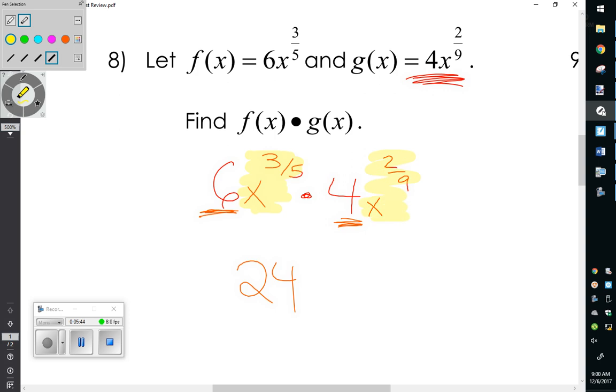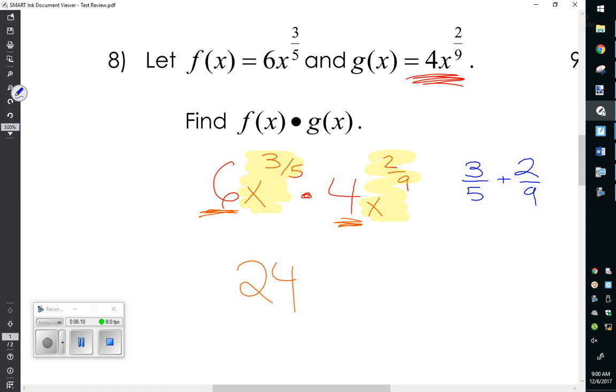I am multiplying things with exponents. What do I do with the exponents when I am multiplying them together? I am adding. So I need to go over to the side here, or anywhere, I don't care where, but I need to figure out what I get when I take 3/5 plus 2/9. I am adding those exponents together. Can I add 3/5 plus 2/9 right now? I've got to get common denominators.